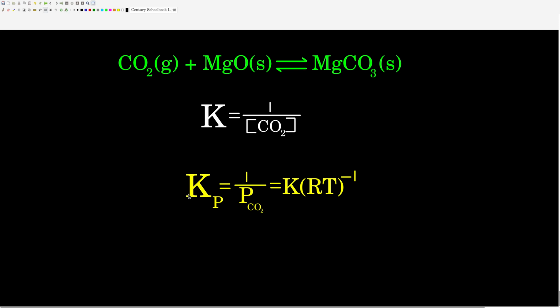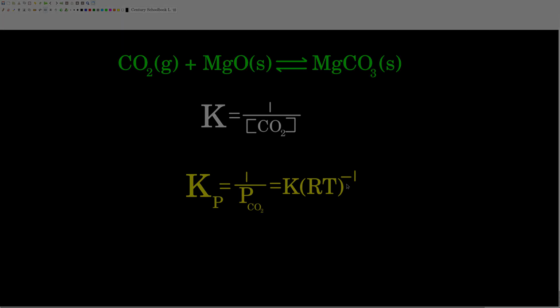Now, Kp, we could write as 1 over the partial pressure of carbon dioxide, but its relationship to K, remember, is Kp equals K times RT to the delta n. Well, delta n is 0 minus 1, which is minus 1. So Kp would be equal to K times RT to the minus 1. And that's all there is to it.